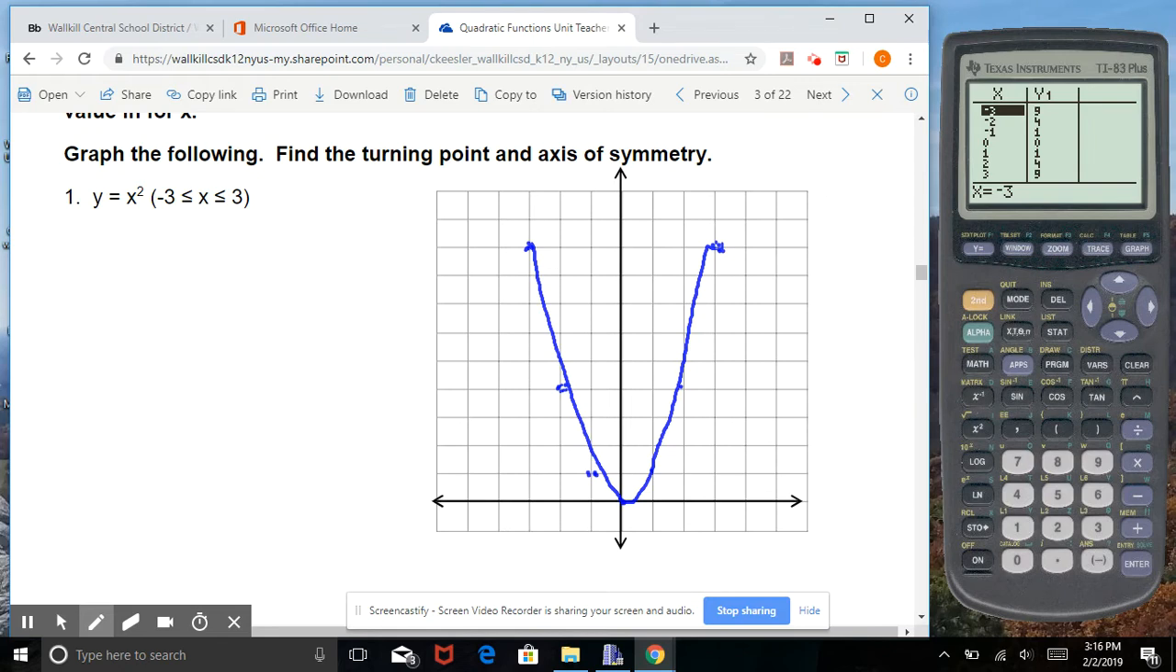Parabola is typically the shape of a U, like this one, and it would extend up in both directions with opposite sides being symmetrical to each other. So we want to find the turning point or the vertex as well as the axis of symmetry. So the vertex is this bottom point right here. So it's what we call a minimum in this case because it's at the bottom, and it is 0, 0.